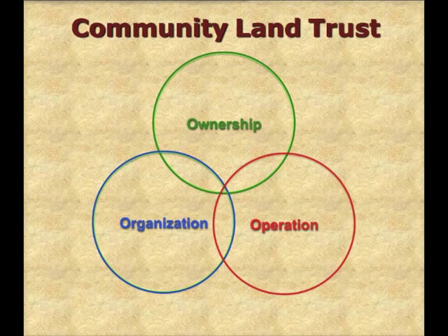There are characteristics related to the distinctive way in which a CLT handles the ownership of land and buildings. There is a distinctive way in which the CLT is structured organizationally. And what the organization does with its property is distinctive as well, who it serves and how it operates.